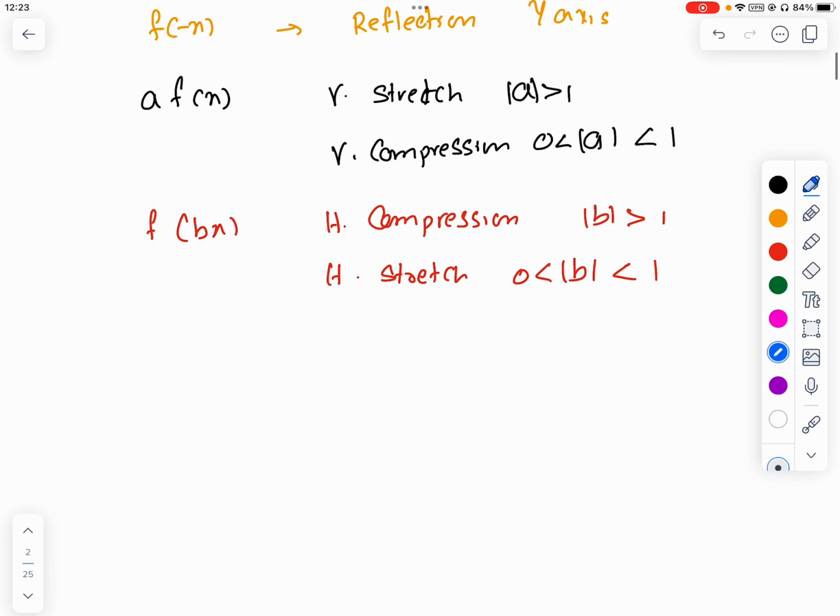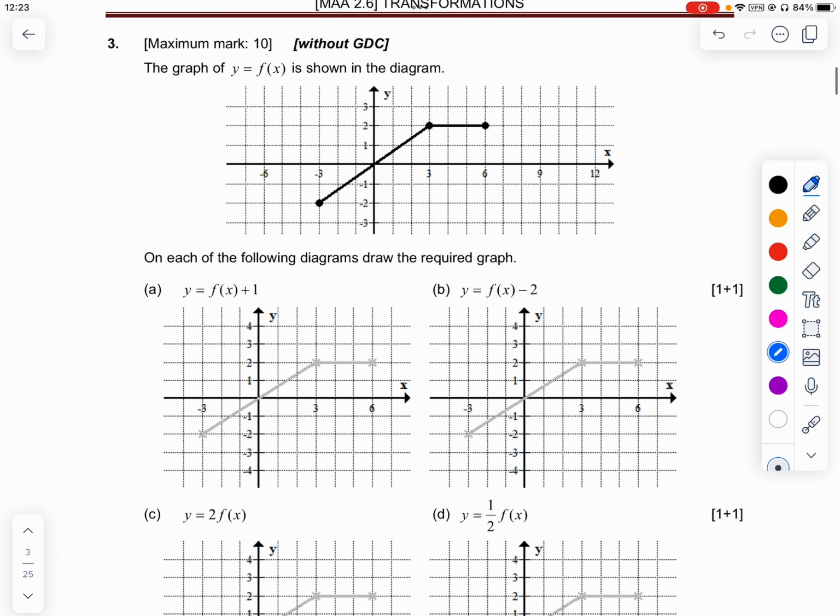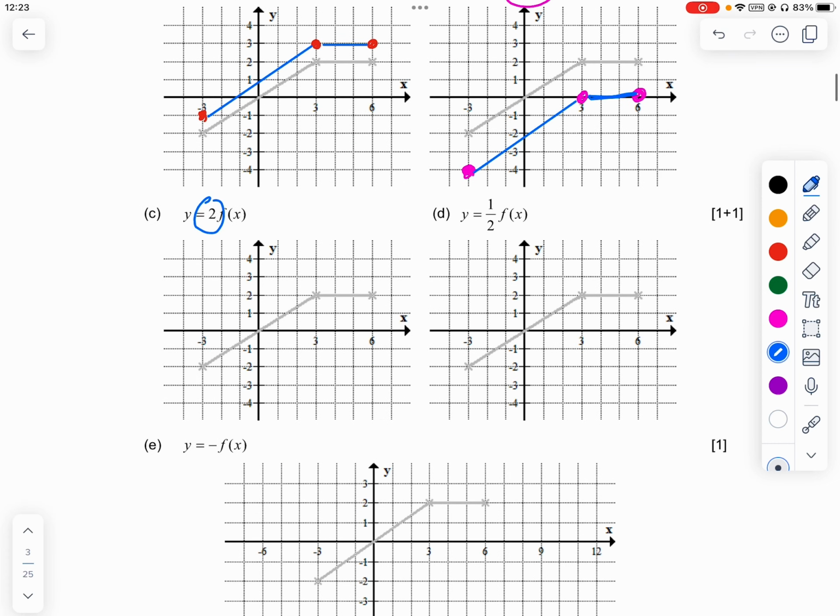Next, question number 3. F of x plus 1. The plus 1 means the entire graph is moving 1 unit up. So this is 3 over here and over here, and you will get this particular shape of the graph. Now for the next one, the entire graph comes 2 units down, so it comes over here, here, and over here. So for the same x values, y values are coming down.